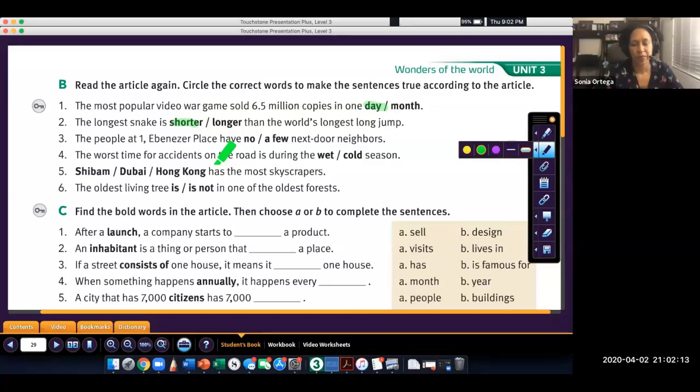Number three, the people at Ebenezer Place have no next door neighbors because it's the only house on the street. Number four, the worst time for accidents is in the wet season. Number five, the most skyscrapers are in Hong Kong. And number six, the oldest living tree is not in one of the oldest rainforests.